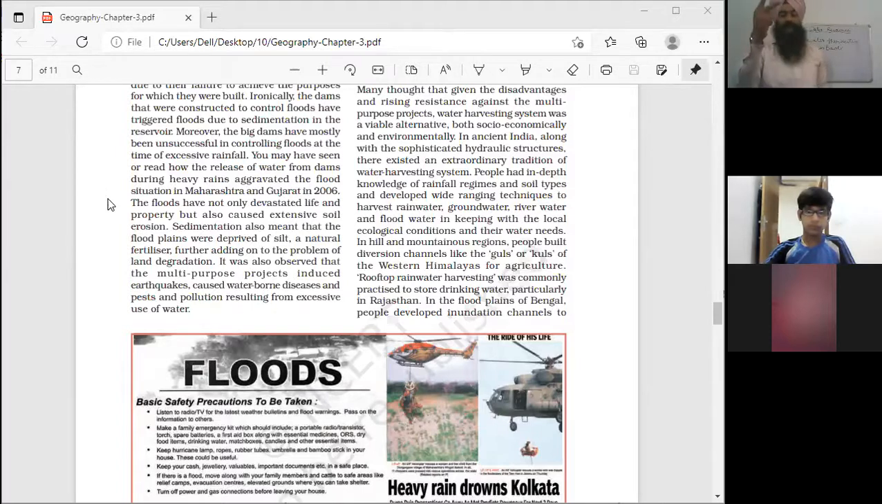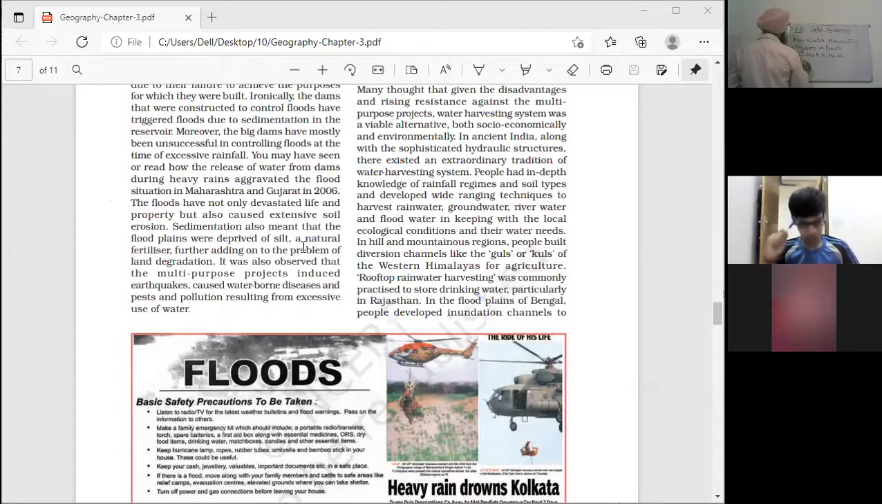Second, we discussed Gandhak ki Bauli. Gandhak ki Bauli was constructed during the regime of Iltutmish. It is located near the Mehrauli complex in New Delhi. Third one is the step well of Patan.